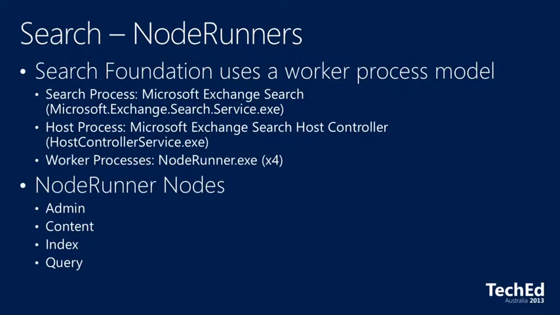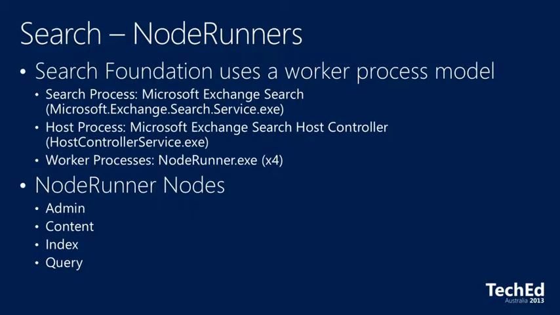One is the administrative interface. That's the process that provides the admin interface into Search Foundation. One is for the content interface. That's the one that accepts the content stream and does content transformation. The third one is the indexing. That's the process responsible for carrying out indexing. And the fourth one is query, and that's the one that's responsible for executing the queries that go against the index. But when you see them running in Task Manager, they're all called node-runner.exe.